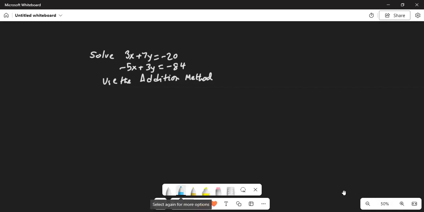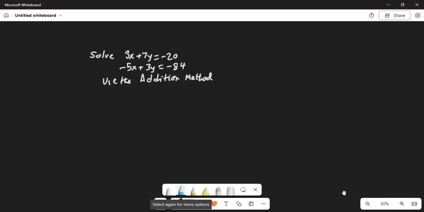The problem says solve 3x plus 7y equals minus 20 and minus 5x plus 3y equals minus 84. Use the addition method. As the name implies, we will try to eliminate one of the variables, x or y, which have opposite signs in the two equations.